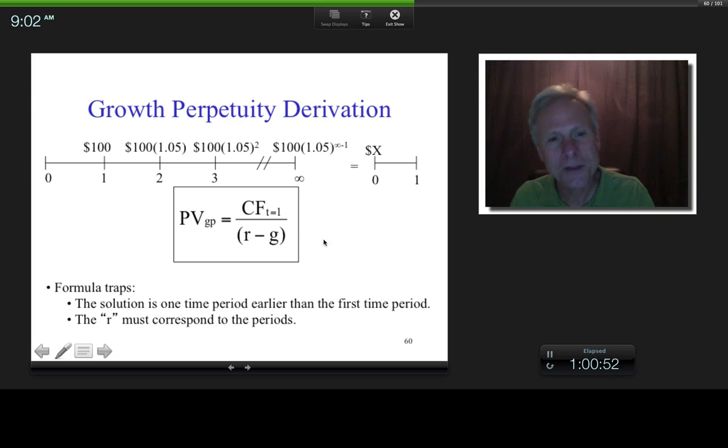If G was bigger than R, could you apply this formula? No. And if the cash is growing at a bigger rate than you're discounting it, what would your answer be in the end? See if you can figure that out. It'd be infinite. Okay, you'd be rich, yay. So again, when you apply this, it's only true based on the assumption that R is greater than G.